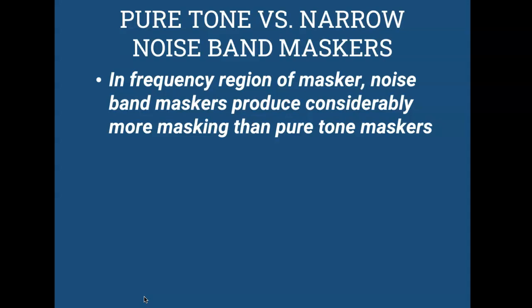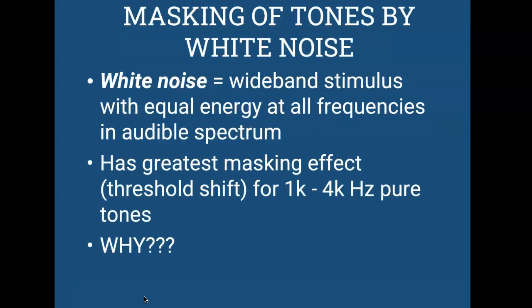So whenever the noise is focused and present in a more narrow range, it provides a lot of masking, better than pure tones, better than wideband maskers, and you'll see why. If you remember, white noise is characterized by frequencies that are pretty equal in intensity across the frequency region. It has its greatest masking effect between 1 and 4,000 hertz. I want you to think about why that is. Why does white noise produce the greatest masking effect between, let's say, 1 and 3 to 4,000 hertz?